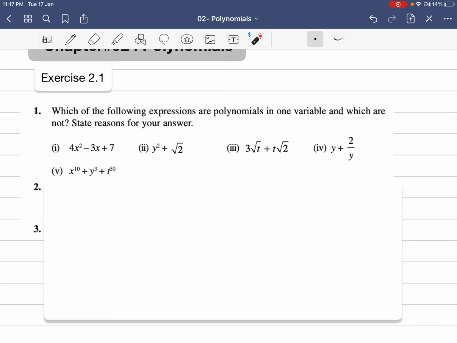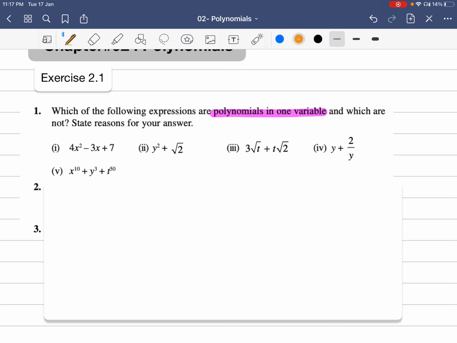Let's try to read question number 1. Which of the following expressions are polynomials in one variable and which are not? State the reasons for your answer. So quite a simple and straightforward question. We have to find out which of the following are polynomials in one variable.